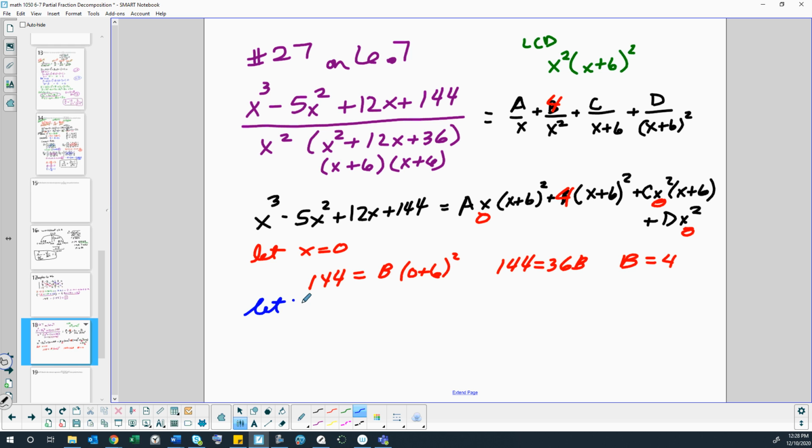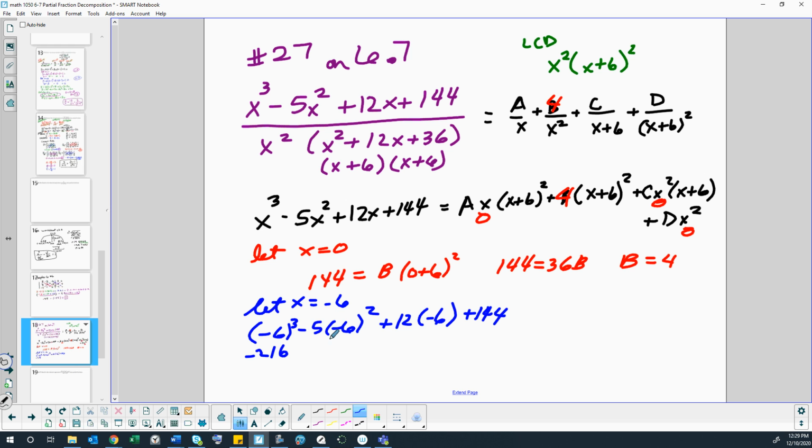Okay, now we were going to let x equal -6. Now this one's going to be a little trickier because that means we have a -6 cubed minus 5 times -6 squared plus 12 times -6 plus 144. That's one of those times you might want to actually plug in a number by using synthetic division. I'm just going to throw the whole thing in my calculator. So negative 6 cubed is negative 216.